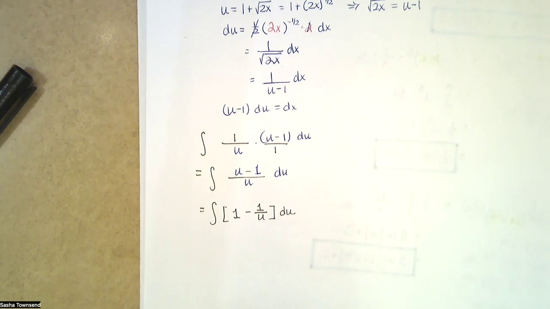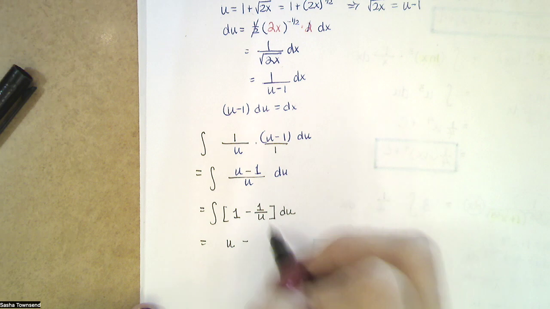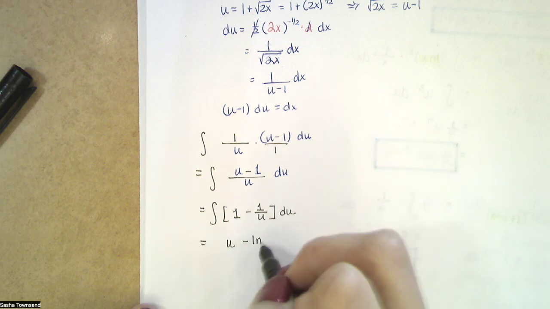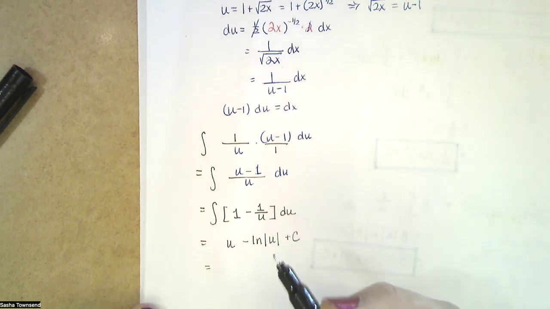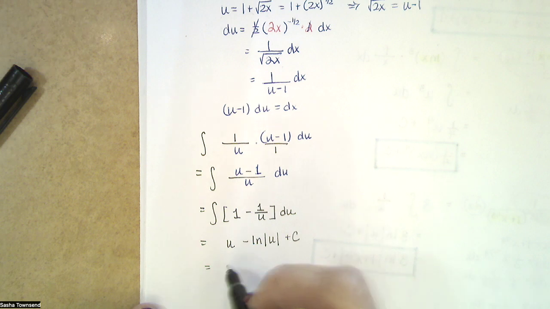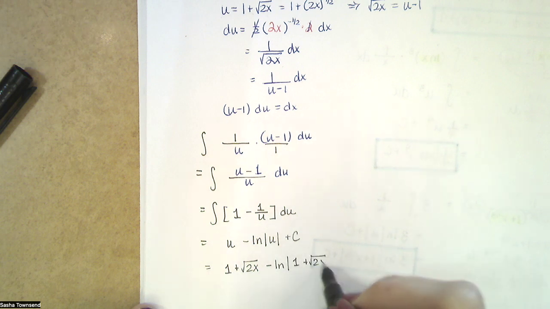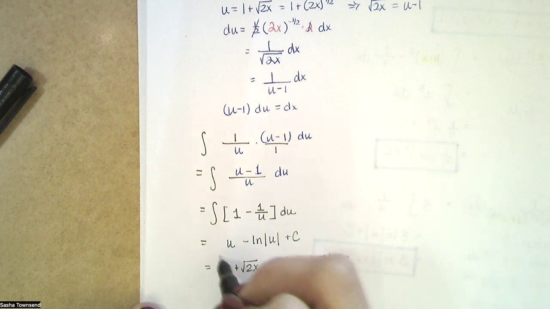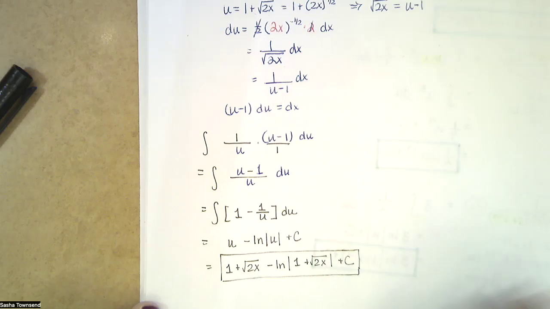Say, do I have a rule for that? I do now. The antiderivative of 1 with respect to u is u. The antiderivative of 1 over u with respect to u is natural log of the absolute value of u, and then we add c. Then we say, well, what was u? Well, u is 1 plus the square root of 2x. So we replace u with 1 plus the square root of 2x here. And then we have the negative natural log of 1 plus the square root of 2x there. Then we add c. And so that is our antiderivative.